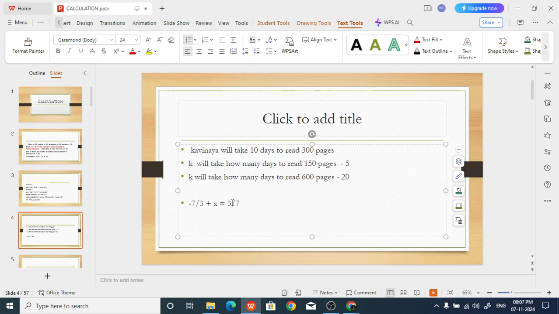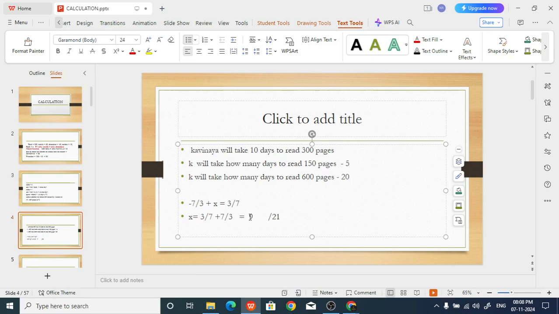Minus 7 by 3 plus x equal to 3 by 7. So we want to find x. X is equal to how much? X equal to 3 by 7 plus 7 by 3, because when it goes that side, minus will become plus. So what is the LCM here? 7 and 3, LCM is 21. So in the denominator you get 21. What will you get in the numerator?